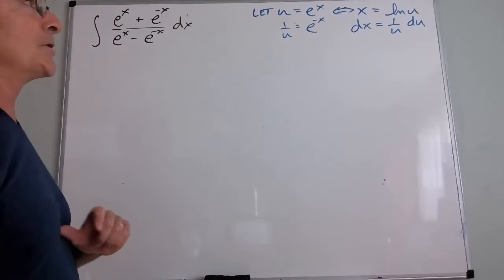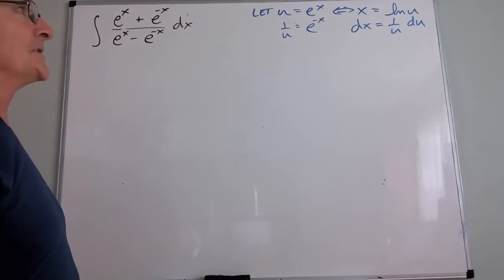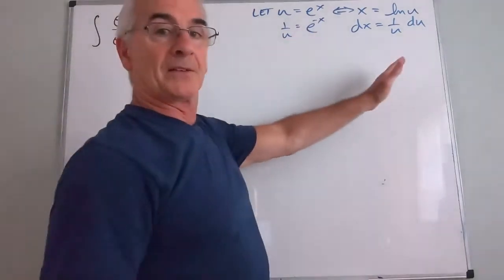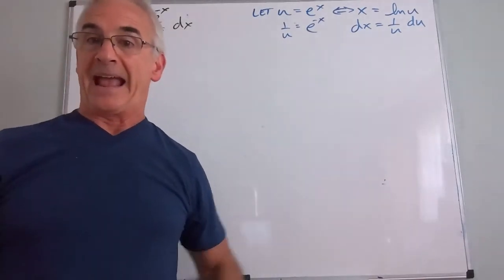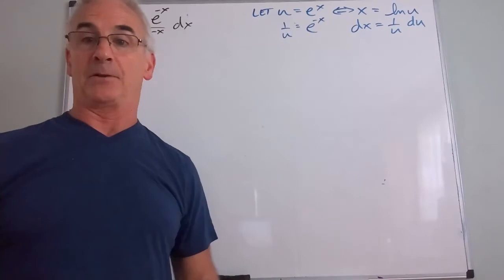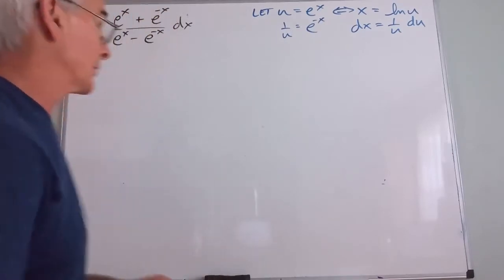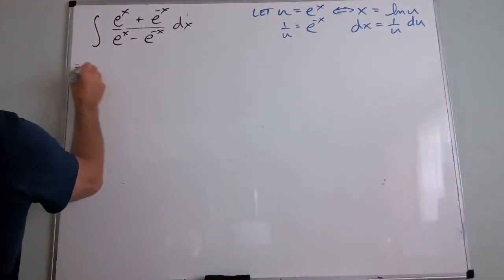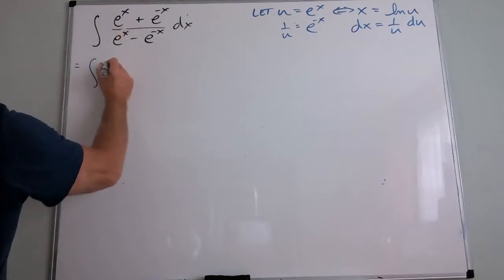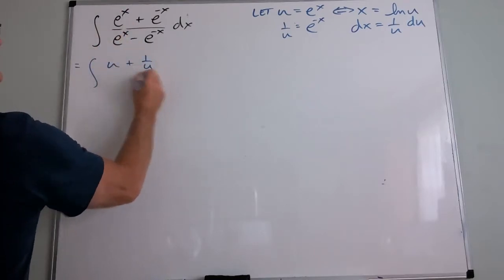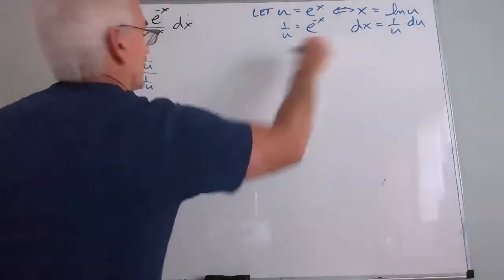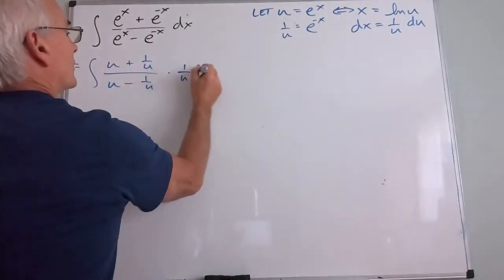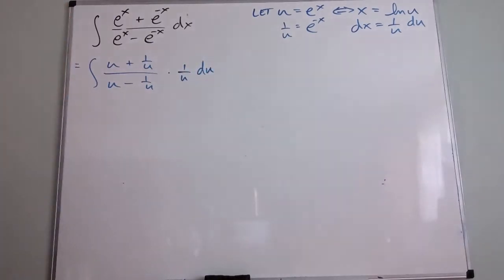Here's my ironclad money-back guarantee. When I do this, this will become a rational function in the integral, and I can integrate that. No matter how ugly it is, I will be able to integrate that. So let's start subbing. That will be u plus 1 over u, over u minus 1 over u, and then times 1 over u du.